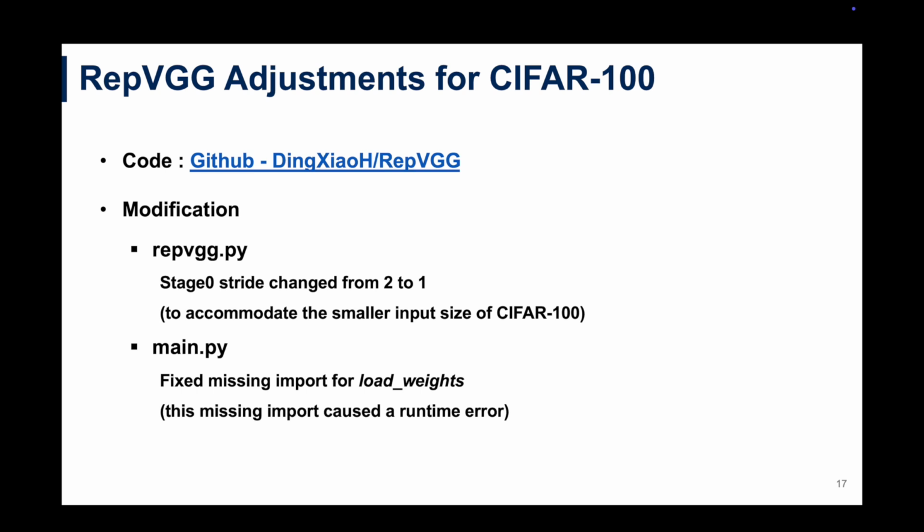Since the original RepVGG code was designed primarily for ImageNet, we had to make a few modifications to adapt it for CIFAR-100. First, CIFAR-100 images are very small with a resolution of 32 by 32. In the original RepVGG implementation, the stride in the early layers, particularly stage 0, was set to 2, which caused the feature map to shrink too rapidly. To address this, we modified the file by changing the stride of stage 0 from 2 to 1, making it more suitable for smaller input sizes.